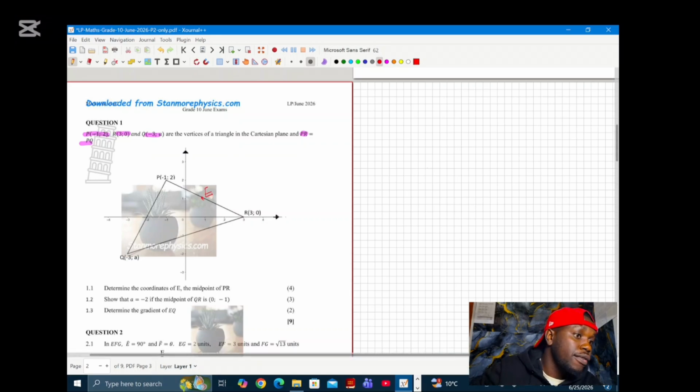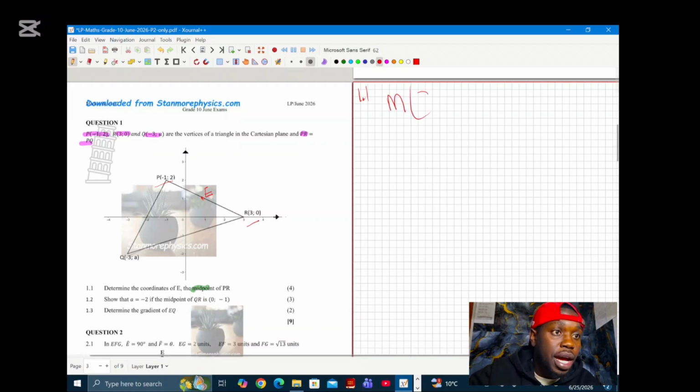Now let's look for the coordinates. Remember, when you're looking for the coordinates, you're looking for the X and Y values. Now we go to 1.1. What clue did they give us? Let's just highlight the clue. They told us that E is the midpoint of PR, and we see that we have coordinates of P and R. Then from there, it's just a matter of writing down your midpoint formula, which is M is equal to X1 plus X2 all over 2, and then Y1 plus Y2 all over 2.